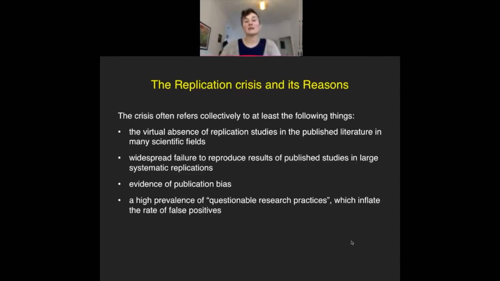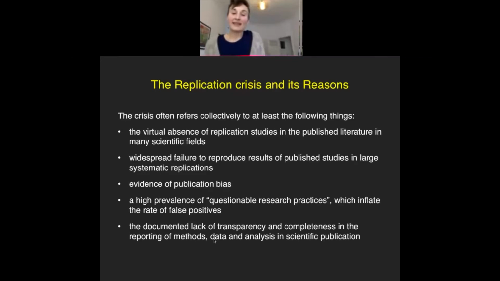The main reason why we are in this crisis is basically the publication bias. This is under publication bias, and I will talk about this more in the next slide. We understand that the journals only want to publish positive, significant results. And so this leads to a high prevalence of questionable research practices that scientists engage in, which inflate the rate of false positives. And this, in turn, increases the lack of reproducibility.